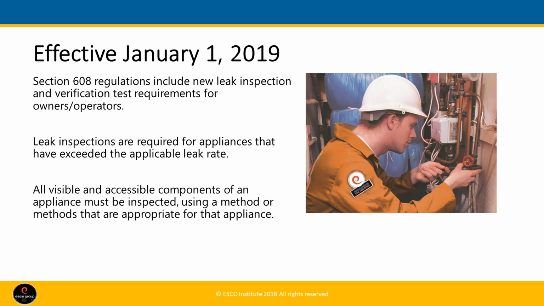All right, the next 3 slides contain the new rules that are going to be effective January 2019. And as I said earlier, these rules apply mostly to commercial contractors working on the large systems with refrigerants with charges over 50 pounds. Mandatory leak inspections are required for appliances that have exceeded their applicable leak rate. And then you have to have mandatory verification tests to prove that the leak or leaks have been repaired.